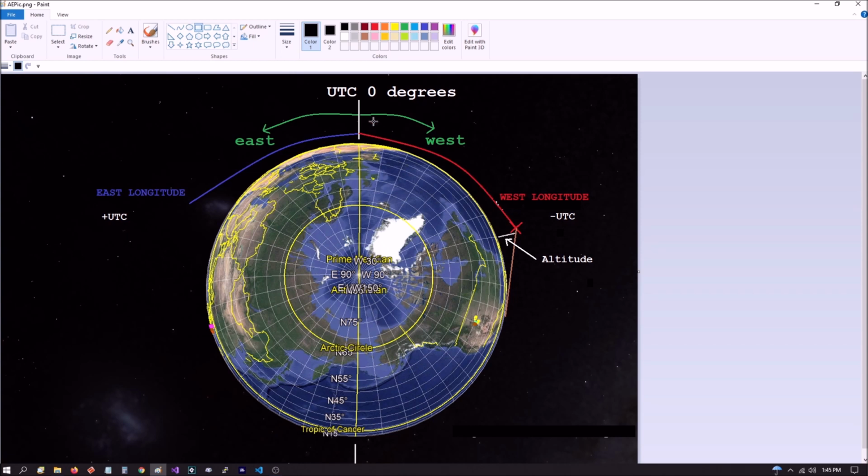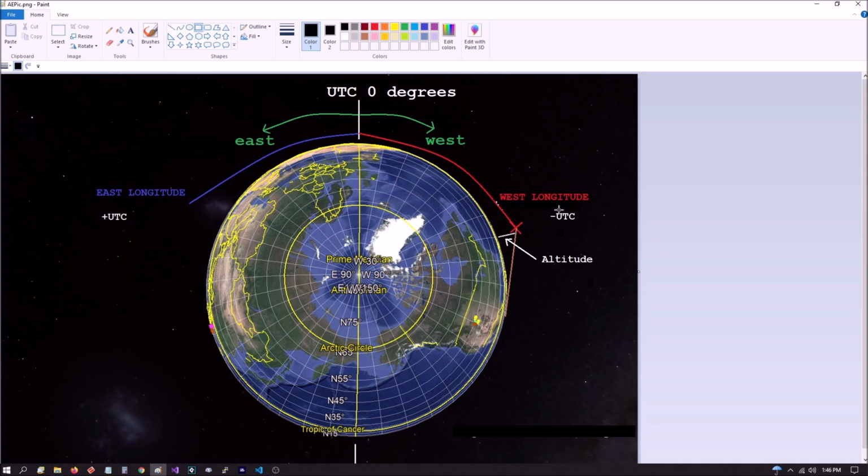One of the things I want to explain is this line that extends out from Greenwich, England. That is UTC, or Greenwich Mean Time, GMT 0. So this is what everything is based on. This yellow line is called the prime meridian. That's where time is 0. The longitude stuff is all based on time.